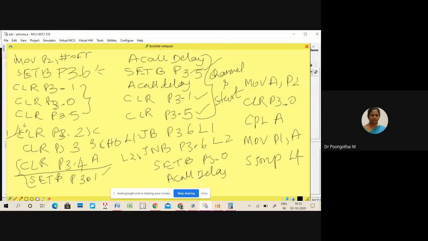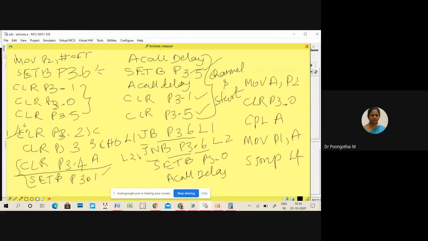So first channel selection, and make ALE low and ALE high and start high, ALE low, start low, and keep monitoring your end of conversion. So this instruction is for monitoring whether P3.6 is equal to 1. Suppose if it is 0, the condition is false, so it will execute the next instruction. So this instruction monitors P3.6 is equal to 0.